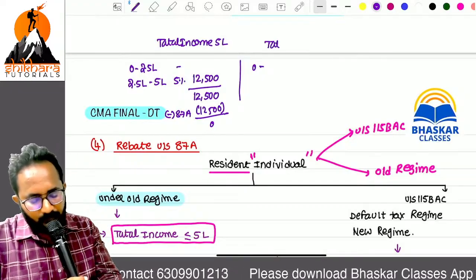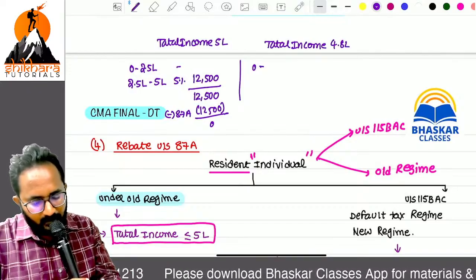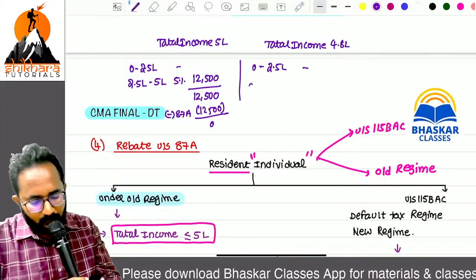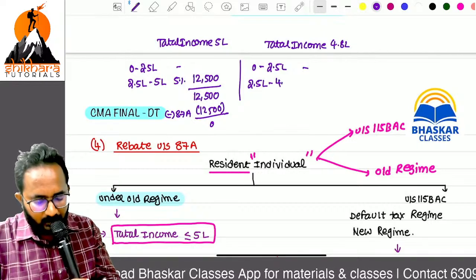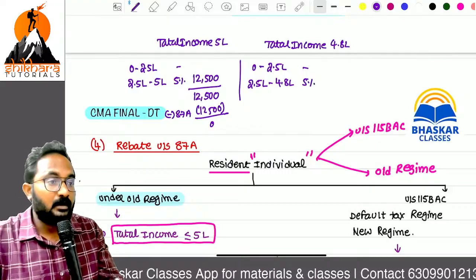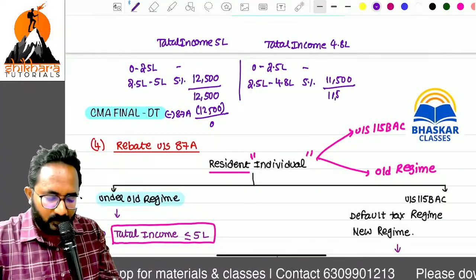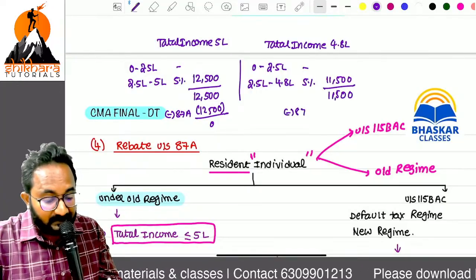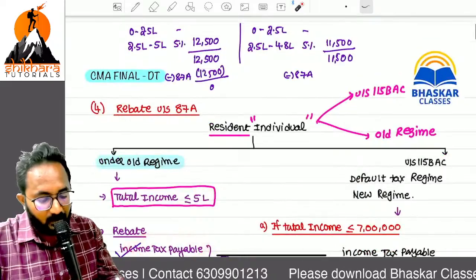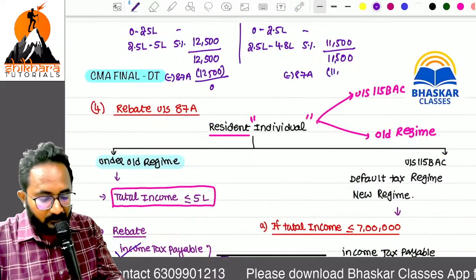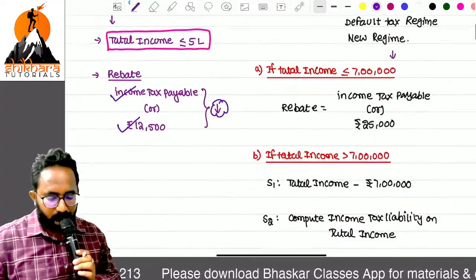Now I am giving one more question: total income is 4.8 lakh. Please calculate, ma'am. 2.5 lakh to 4.8 lakh, how much amount, ma'am? 11,500. So here how much rebate can I get, ma'am? Tax payable or 12,500, whichever is lower. Here tax payable is how much, ma'am? 11,500. That's why here you will get 11,500 as rebate. Clear? Yes.